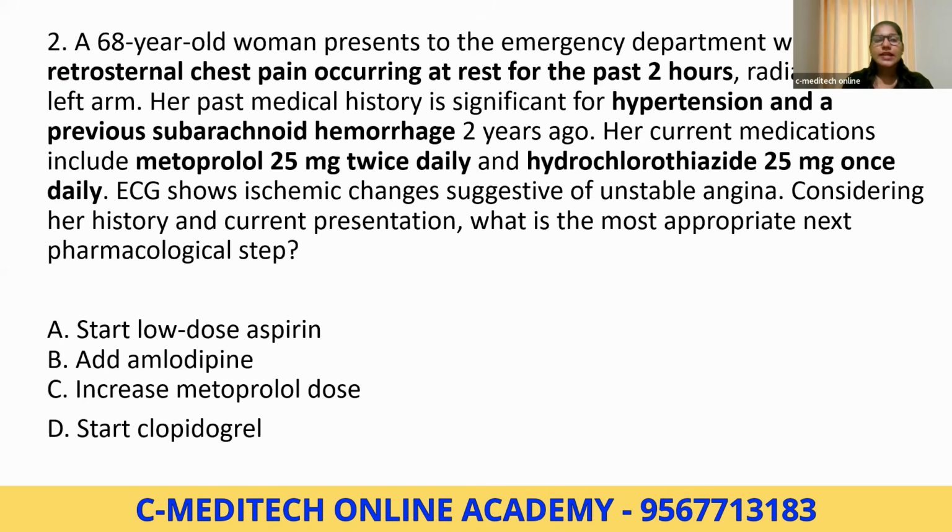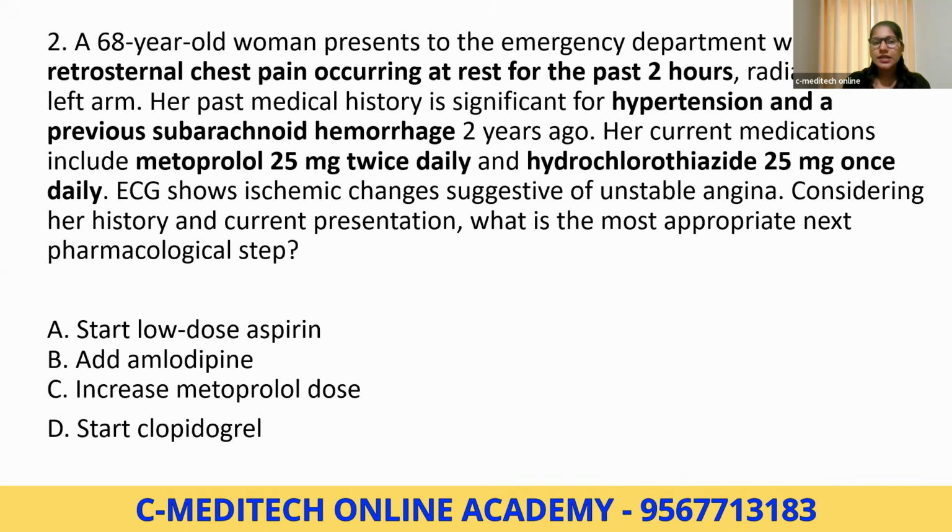Next, question number 2. A 68-year-old woman presents to the emergency department with retrosternal chest pain occurring at rest for the past 2 hours, radiating to her left arm. Her past medical history is significant for hypertension and a previous subarachnoid hemorrhage 2 years ago. Her current medications include metoprolol 25 mg twice daily and hydrochlorothiazide 25 mg once daily. ECG shows ischemic changes suggestive of unstable angina. Considering her history and current presentation, what is the most appropriate next pharmacological step?